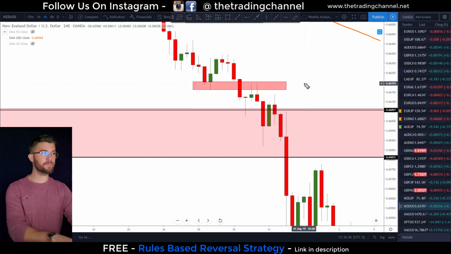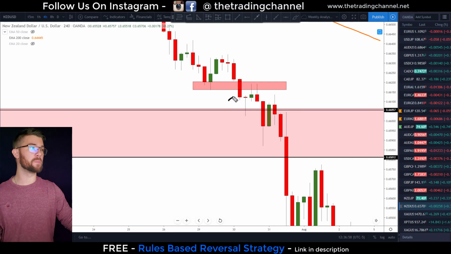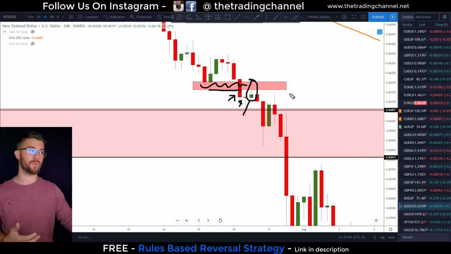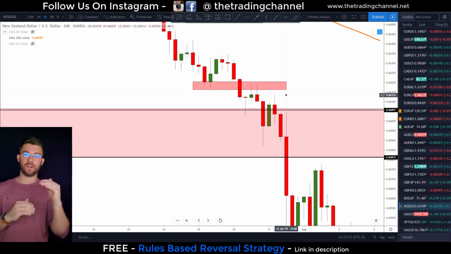Here we have the close below our previous swing low with our red candle here. After that close below candle, we're waiting on a pullback up to our zone, and we want to see a shooting star candle in that zone. Do we get that here? Yes. So what we've done is created a set of rules.